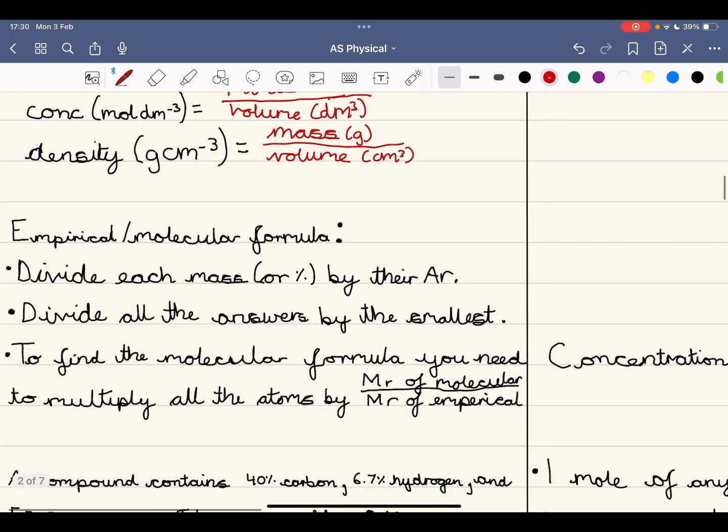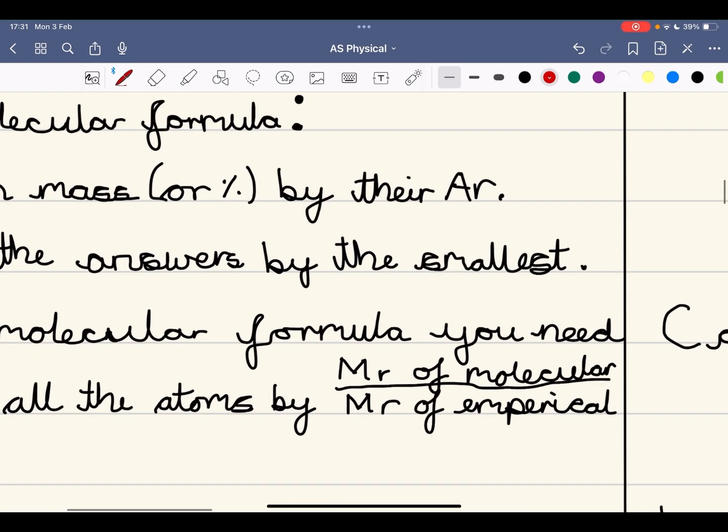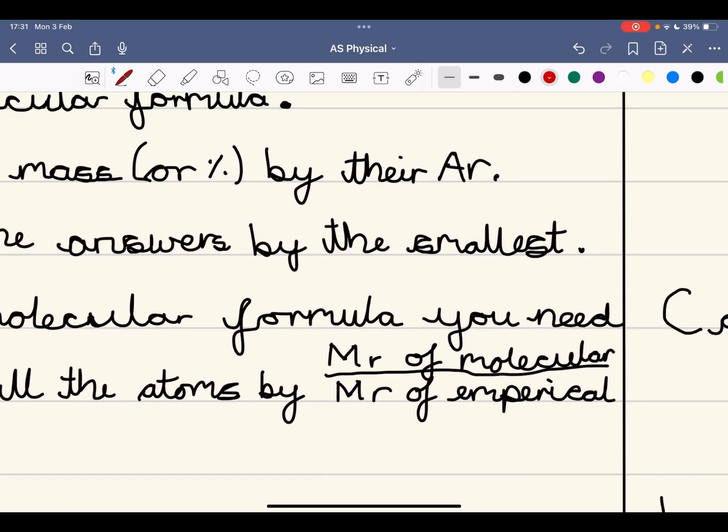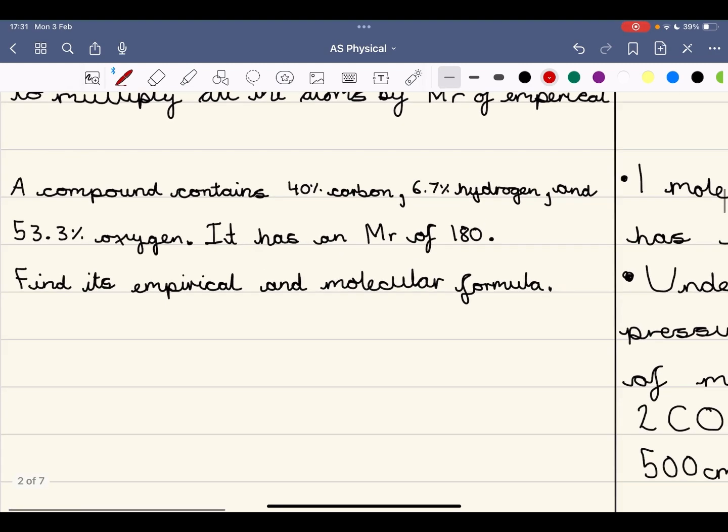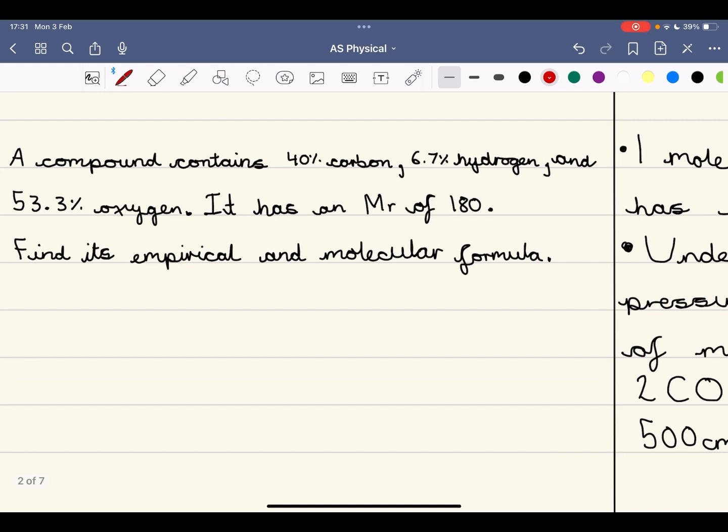To work out the empirical and molecular formula, firstly you divide each mass or percentage by their AR, and then you divide all of these answers by the smallest answer. And then to find the molecular formula, you need to multiply all the atoms in the empirical formula by this fraction here, which is the MR of the molecular formula divided by the MR of the empirical formula. So here we've got an example. A compound contains 40% carbon, 6.7% hydrogen, and 53.3% oxygen. It has an MR of 180. Find its empirical and molecular formula.